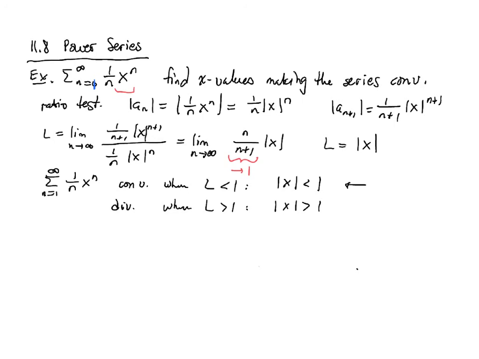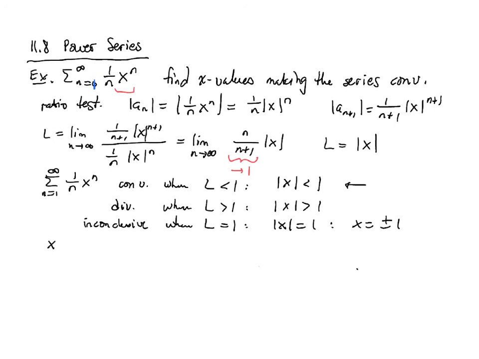Now there are a couple of cases that we have left to deal with, right? The ratio test is inconclusive when L is equal to 1. In other words, when the absolute value of x is equal to 1. In other words, when x equals plus or minus 1. So we have to treat these cases separately.